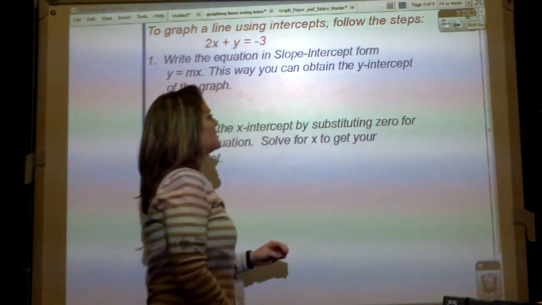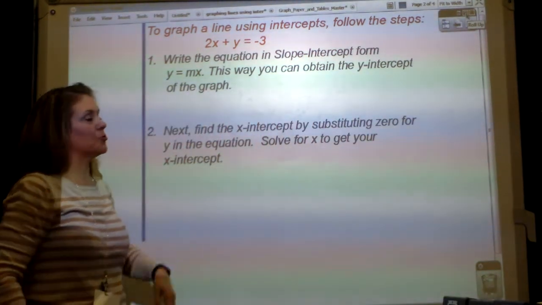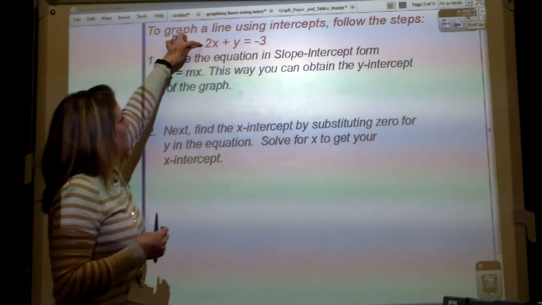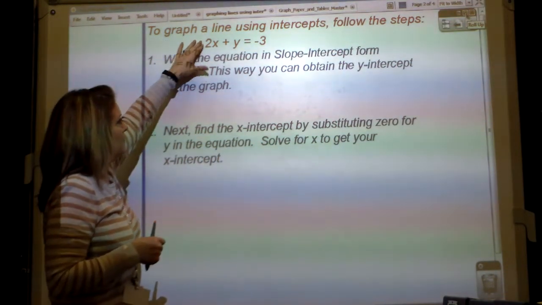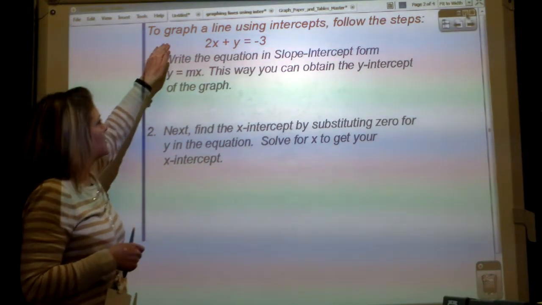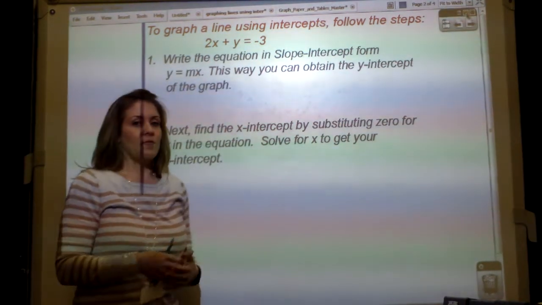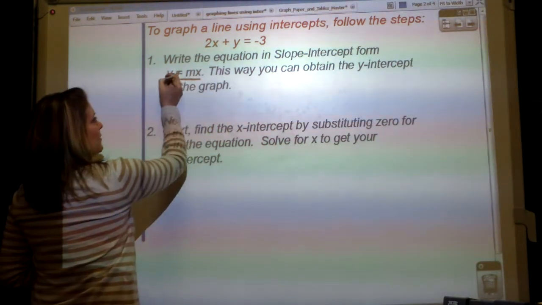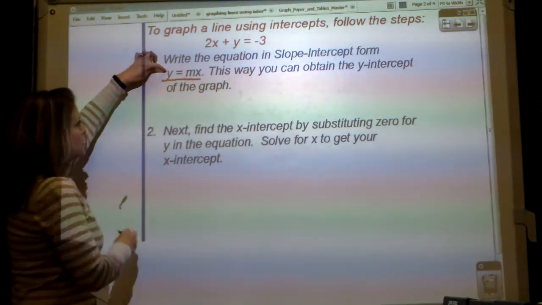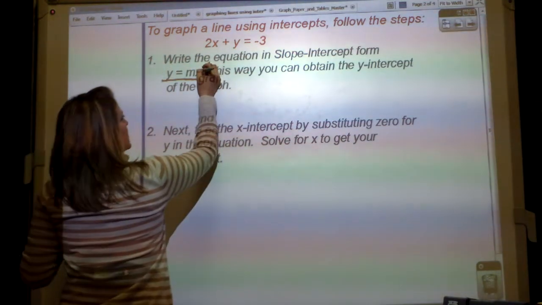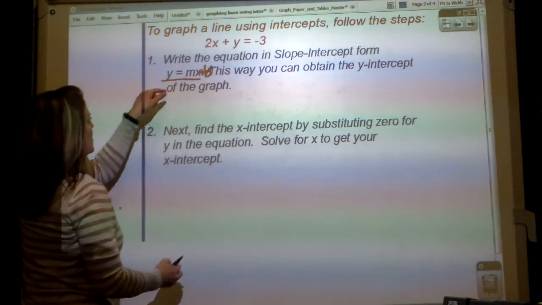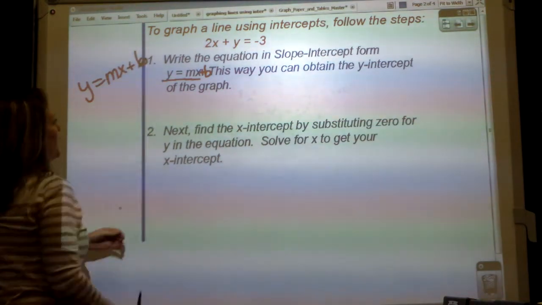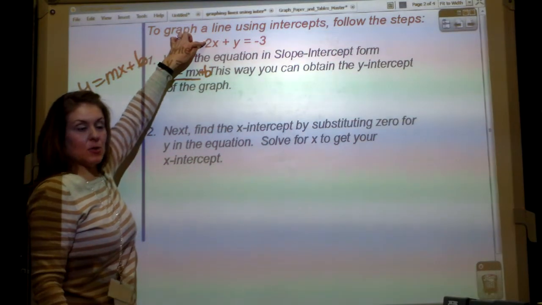So these are the steps that you're going to take in order to graph using intercepts. We're going to use this example, 2x plus y equals -3. The first thing you want to do is get any equation that you're going to graph into slope-intercept form. And we talked about that in the previous video. Slope-intercept form is y equals mx plus b. So that y equals mx plus b format is how we want to write this equation here.